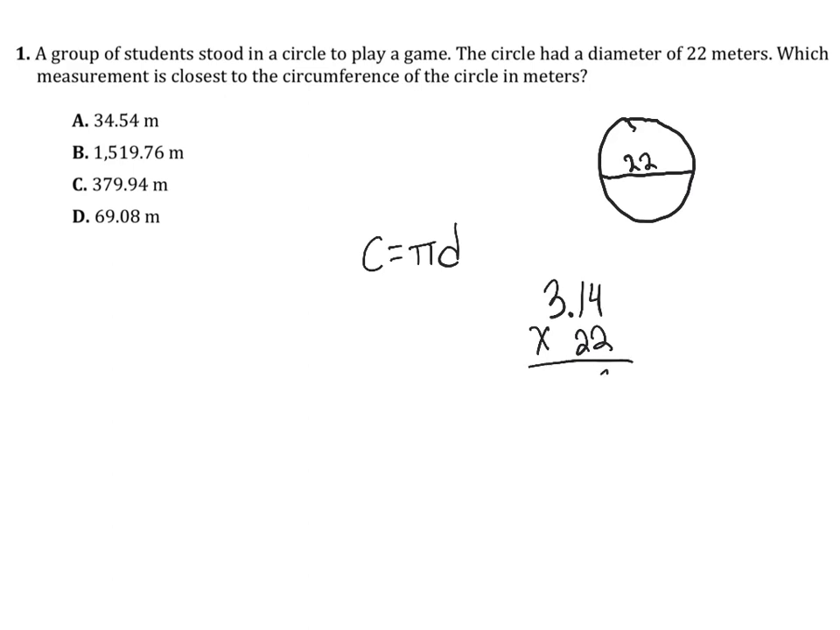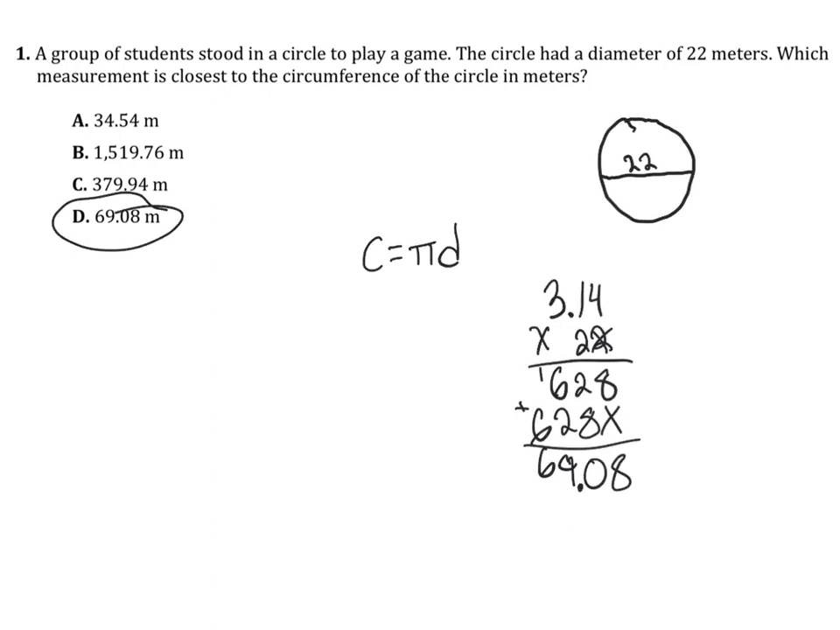2 times 4 is 8, 2 times 1 is 2, 2 times 3 is 6. Now we add. We get 8, 10, that's 8, 9, and 6. Now there's 2 decimal places, so I have to move my decimal 2 places. And we get 69.08 meters around the circle.